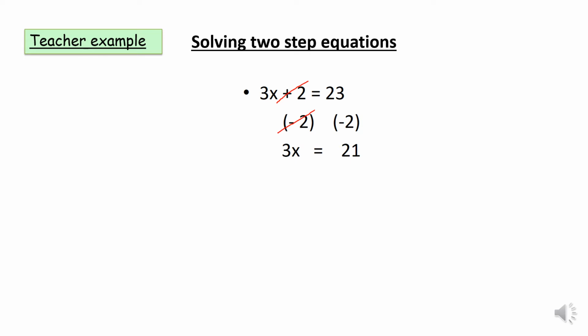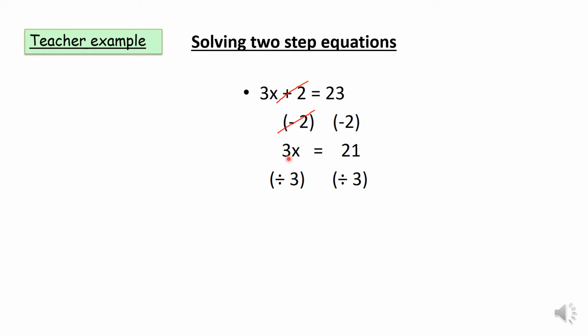Next step, now that we have got rid of the friend, it is time for the family, 3x. Think about what 3 is doing to x. That's correct, 3 is multiplying. So if we want to get rid of that, we have to divide by 3 on both sides. We divide this side by 3, we divide the other side by 3. Remember, you have to be fair to both sides.